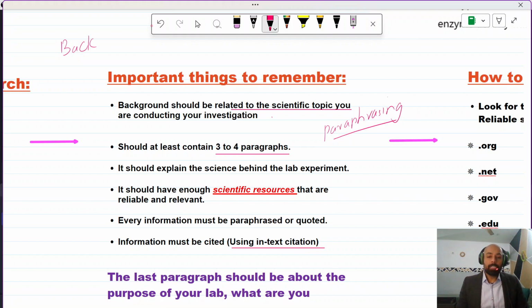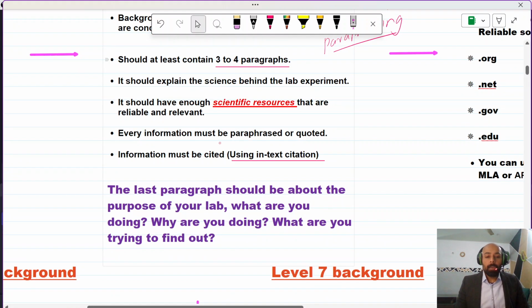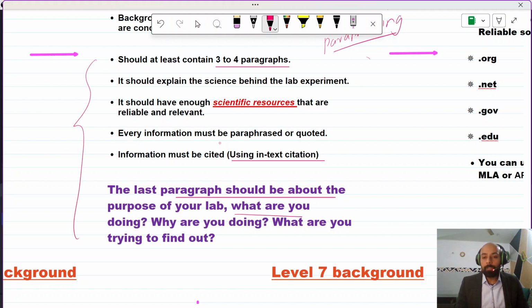For example, if you take a statement, whether from any other research paper, website, journal, or scientific book, make sure you put an in-text citation there. The last paragraph of your background should be about the purpose of your lab: why you have decided to take this topic, what you are doing in this, why you are doing this, and what you are trying to find out. All these things should be addressed in your background.